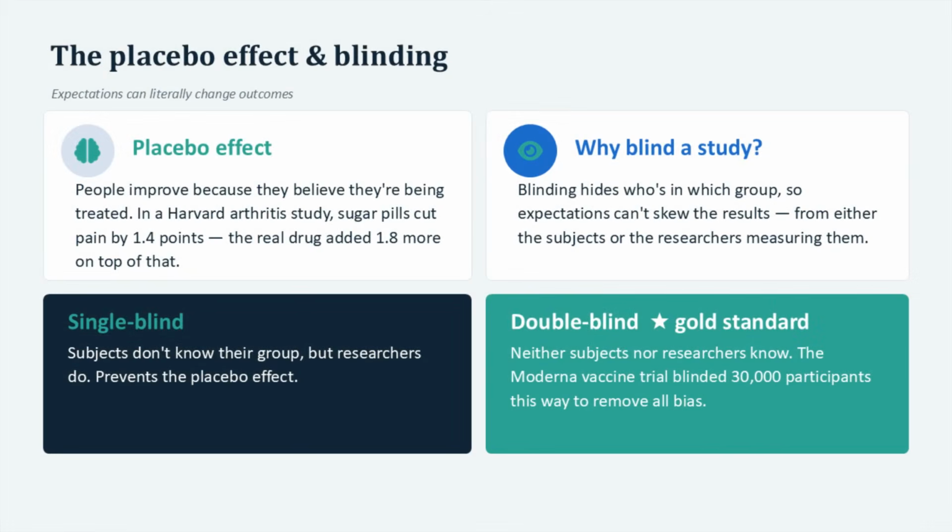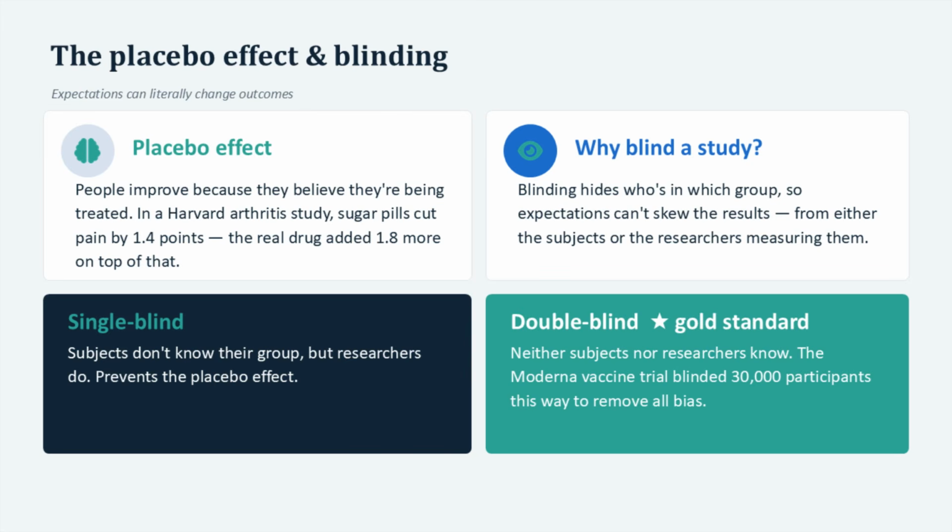Okay, this next idea is one of the strangest, and honestly, one of the coolest parts of studying human beings. Our expectations can actually change our outcomes. This is called the placebo effect. Sometimes people genuinely feel better simply because they believe they're being treated, even when the treatment they receive is just a sugar pill with no active medication in it.